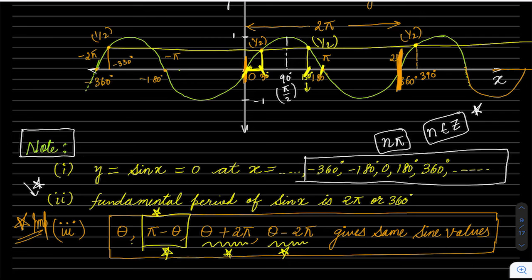So we have to remember this. Why we have to remember it, I will explain when we solve the trigonometric equations chapter. The only thing you have to remember is pi minus theta: theta and pi minus theta give the same value for sine. And theta plus 2 pi and theta minus 2 pi is very obvious and everyone knows this. Adding or subtracting 360 gives you the same angle.